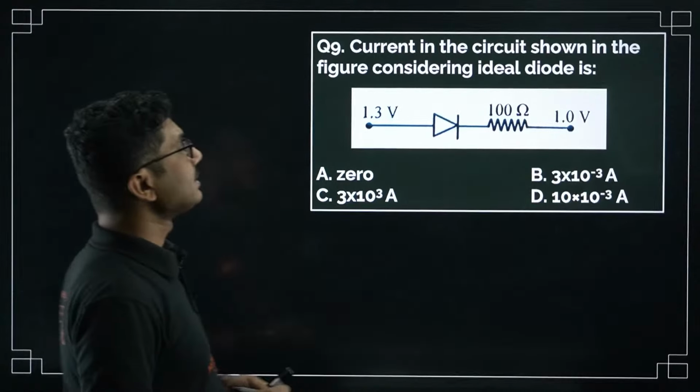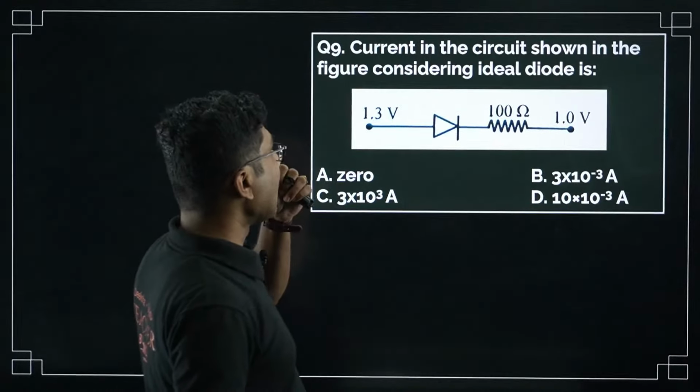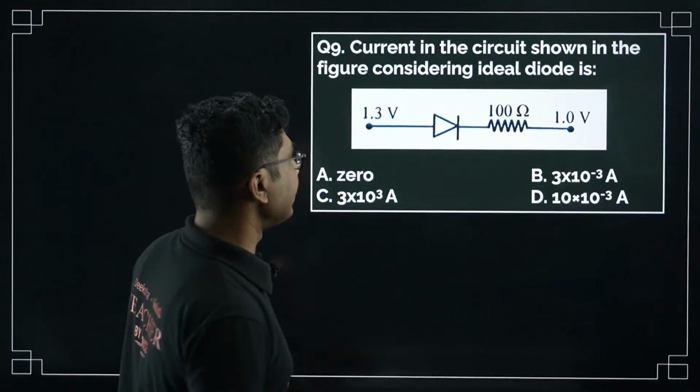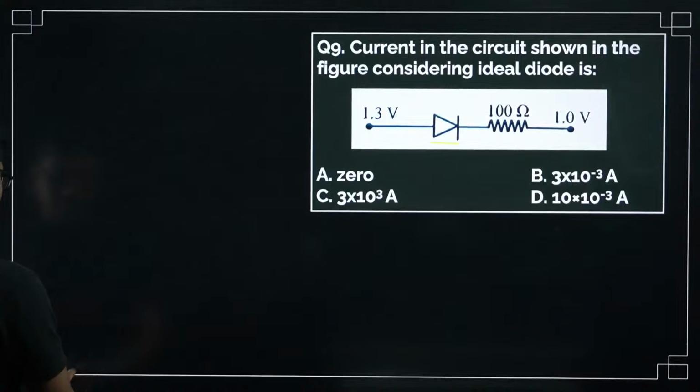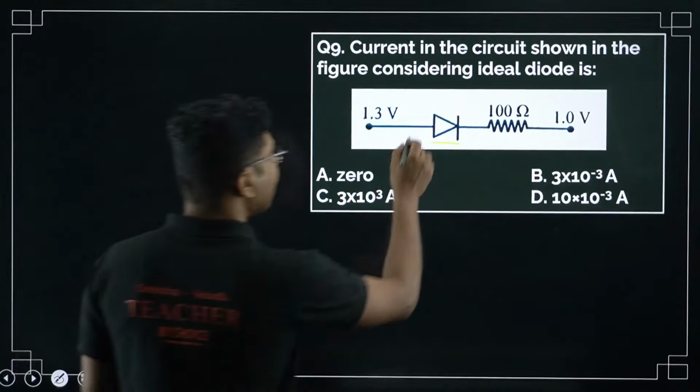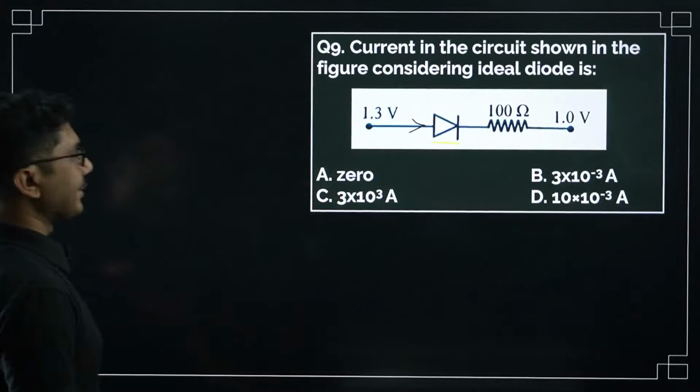Current in the circuit shown in the figure considering the ideal diode. So this diode is ideal. Okay, you have to find the current in the circuit. What is the current in this circuit? Easy question.